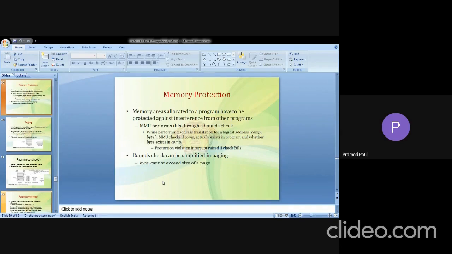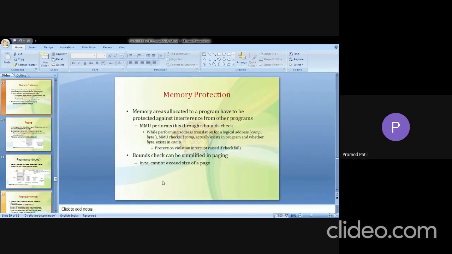So the memory management unit checks comp and byte. Byte means how many bytes are allocated. So comp will tell you whether the memory is allocated or not, and byte will tell you the size of the memory.